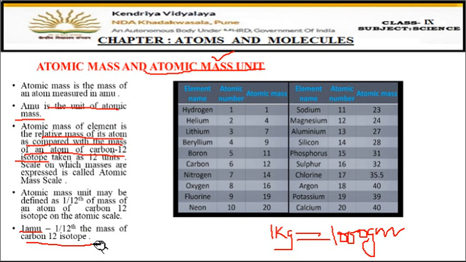Here the standard mass of an element is taken, that is carbon 12. Carbon 12 is taken as the standard atom, and the masses of all the other atoms of the elements are measured by taking carbon 12 as a standard mass. So 1 AMU has a particular value.